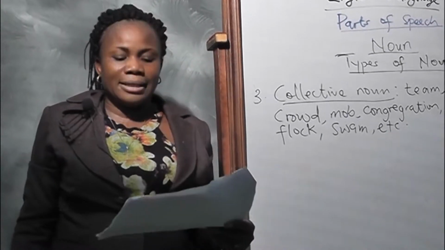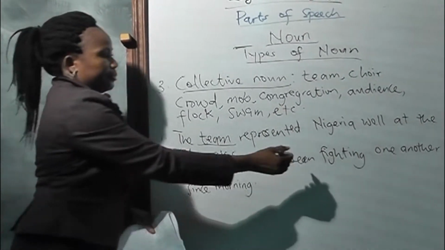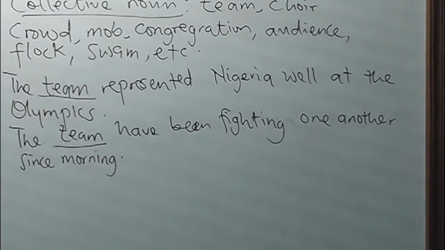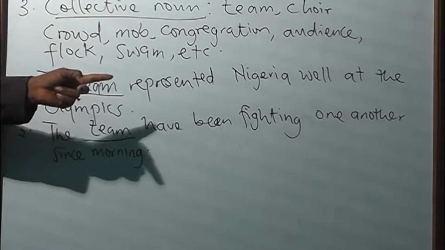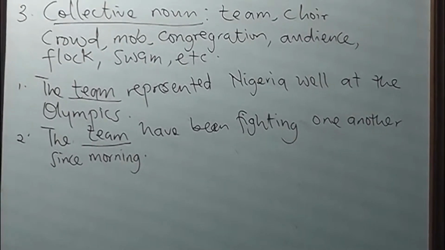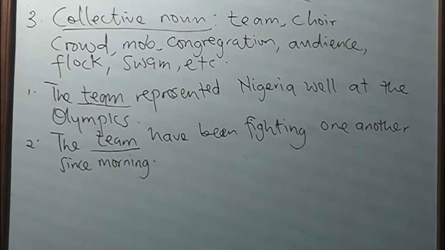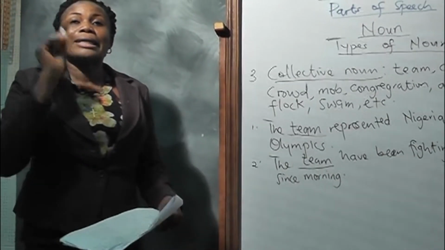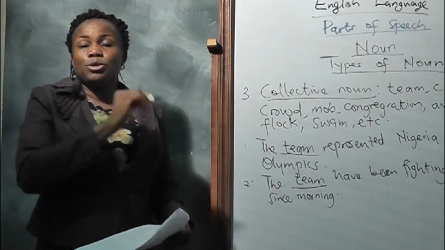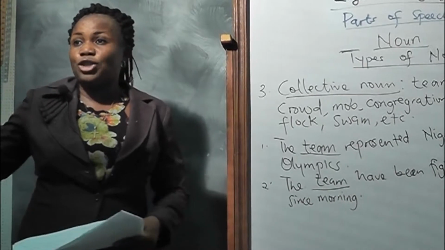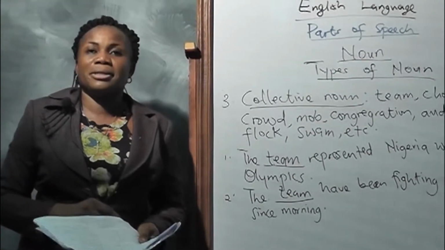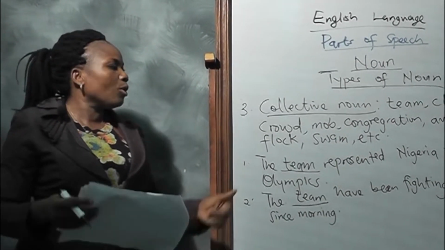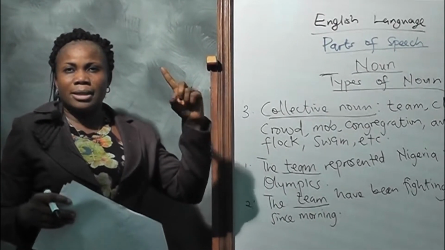Let's consider this example using the team. The first sentence said the team represented Nigeria well at the Olympics. The team have been fighting one another since morning. For example, how many people make a football team? Somebody, the audience? Okay, somebody said 11, I don't know, but I'm sure the people that will leave the country to represent us will not be 11. So we have people on the bench and other officials with them, all of them constitute the team, and they represented us well. Everybody with his own function. So they are performing the action as a singular entity.